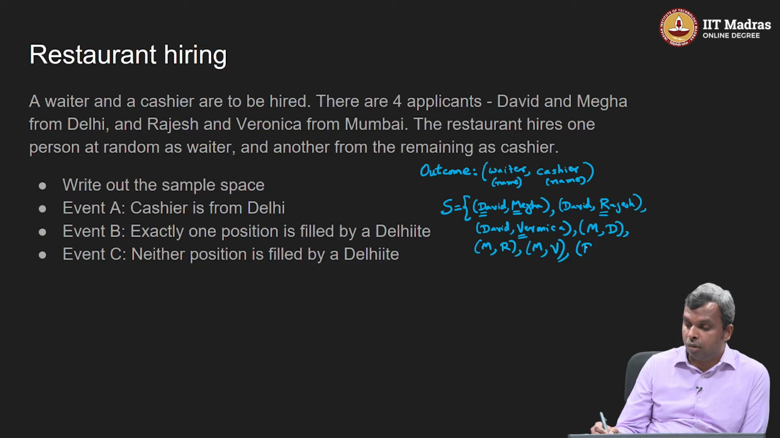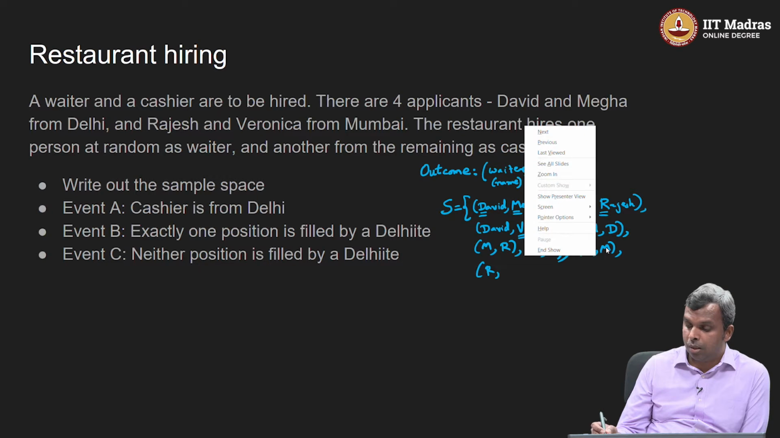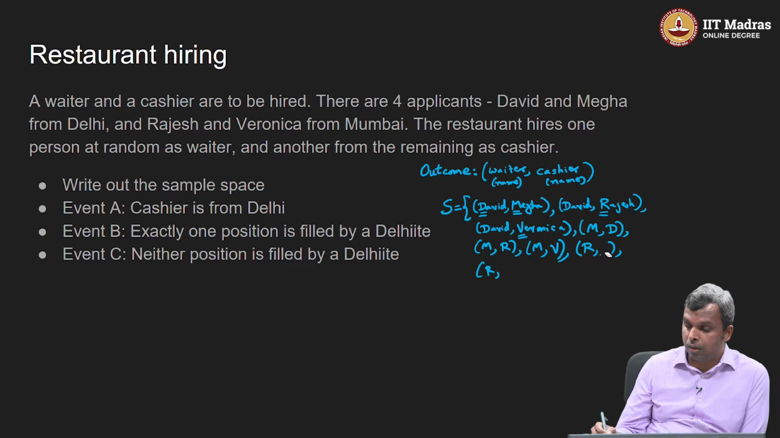And then you have the same thing. You can have R comma M, R comma, oh sorry, let me just, could have R comma D, R comma M, and then R comma V, right? And then you can have V comma D, V comma M, and then V comma R.